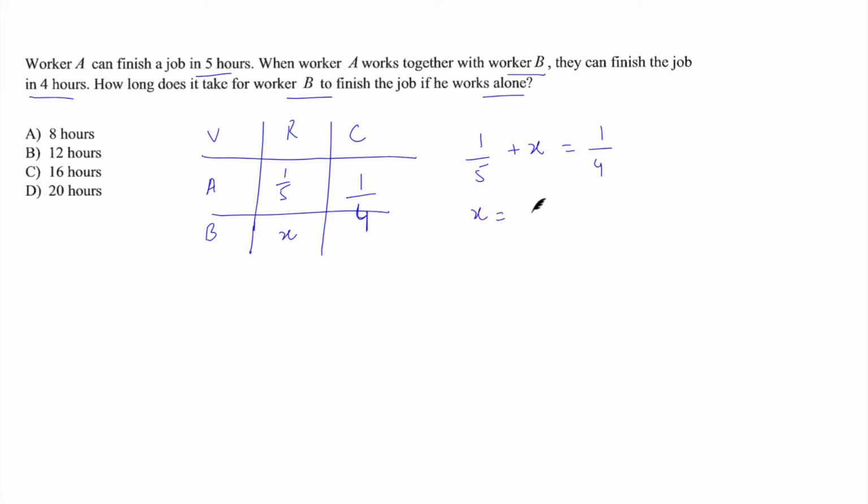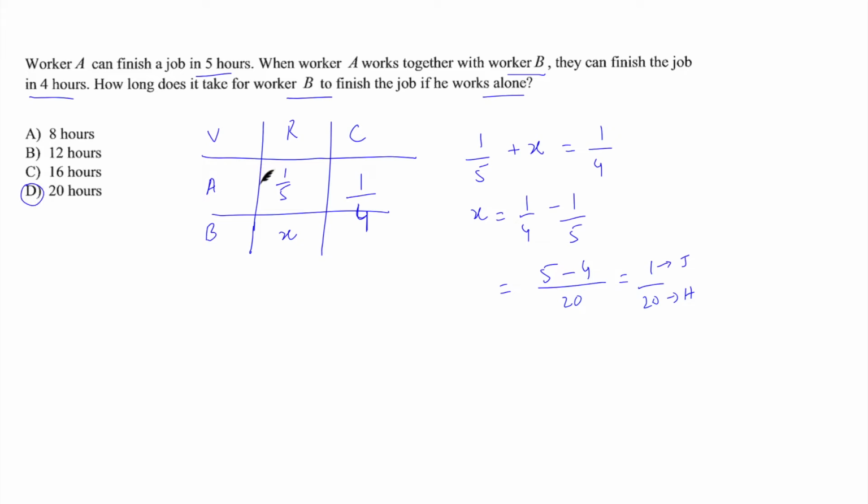X comes out to be 1 over 4 minus 1 over 5. Remember that these are the rates, not the time. Be careful with that. Okay, you take the LCM and you get 20. 20 divided by 4 is 5, 5 over here, and 20 divided by 5 is 4, 4 over here, which comes out to be 1 over 20. It means that B can do one job in 20 hours. This is job and this is hours. So our answer is D.